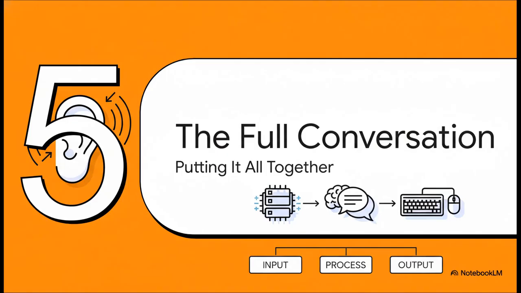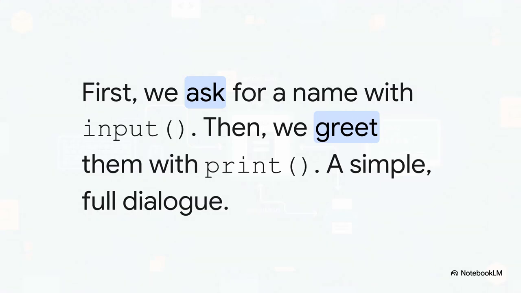All right, we've got the 3 pieces of the puzzle: listen, remember, and talk. So now, let's put them all together and watch a full, albeit simple, conversation unfold between a person and a program. Check this out. It's just 2 lines of code, but this is a complete dialogue. The first line asks a question and then patiently waits for an answer. The second line then actually uses that answer to give a personalized greeting.